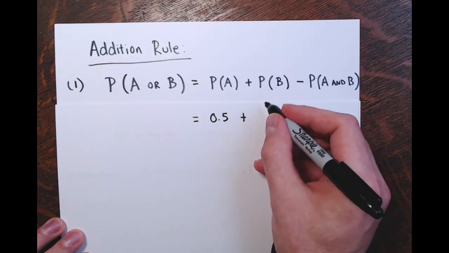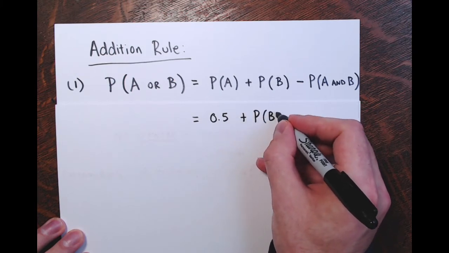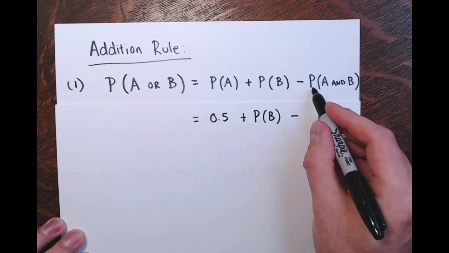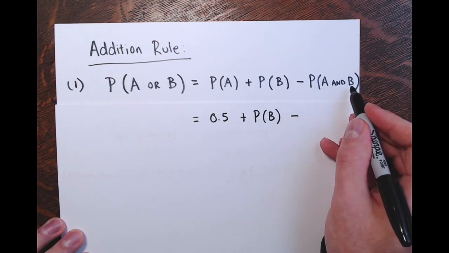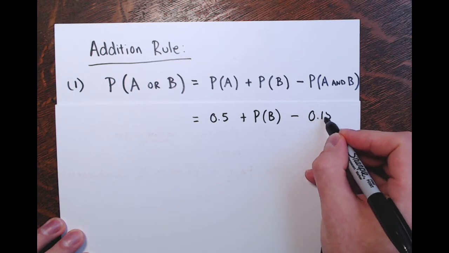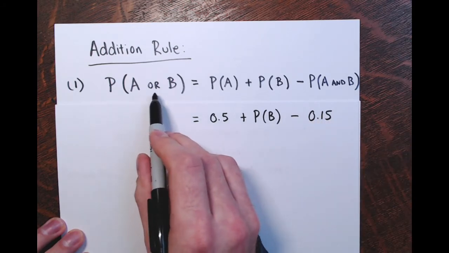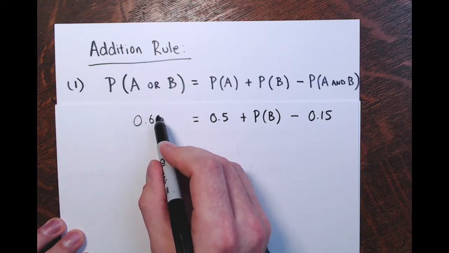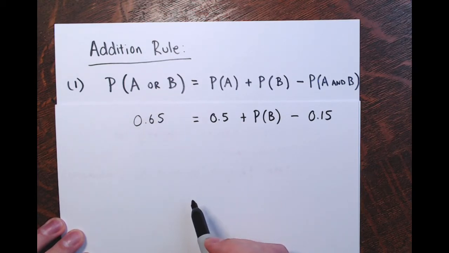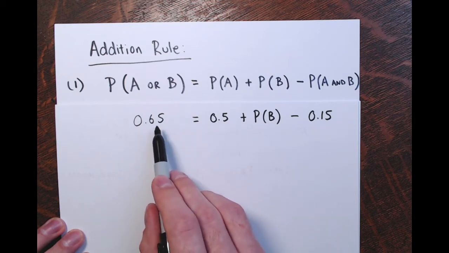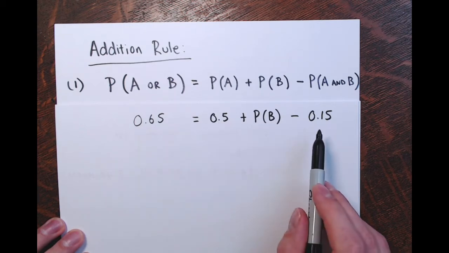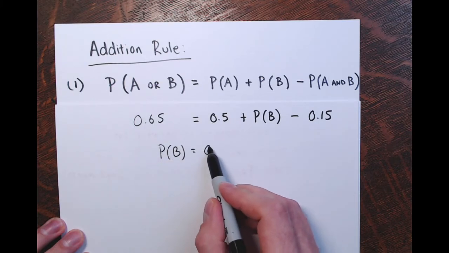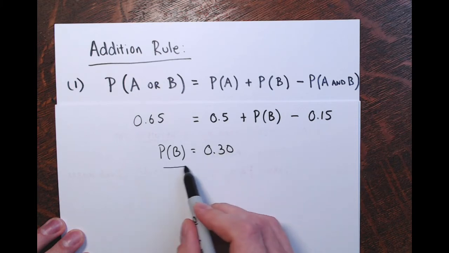Plus the probability of B we're trying to find again, so I'll leave it as the probability of B, minus the probability of A and B, which is 0.15. And then we were given this as well, the probability of A or B occurring, 0.65. So again, I would subtract 0.5, making this 0.15, and then add 0.15. The probability of B occurring would be 0.30 or just 0.3, 30%.